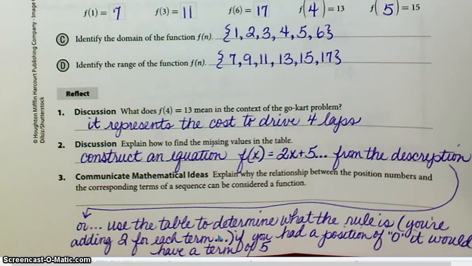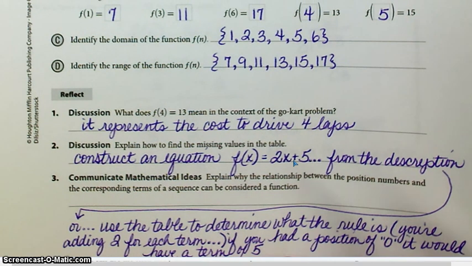We see that you are adding $2 for each term. If you had a position where you had no laps, but you had paid the license fee, you would have a term of 5. So you can kind of reason it out. So you can do a couple of different things, okay? And the rest of the lesson is going to be talking about basically your 2 methods for figuring out how you can go between position number, sequence, constructing a function, etc. Okay?